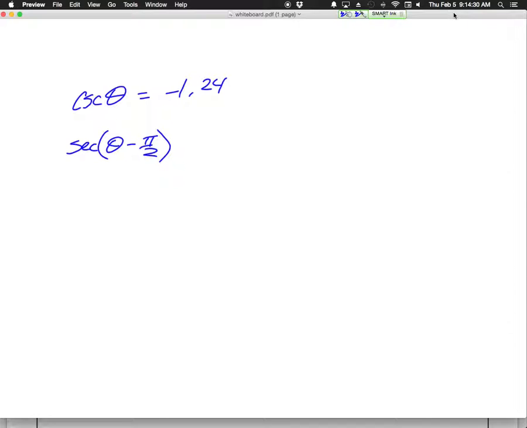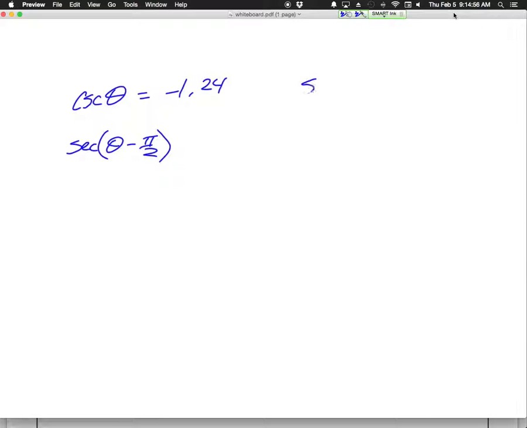So this time they're giving me cosecant of theta is equal to negative 1.24, and they want me to find secant of theta minus pi over 2. What is a little bit off on this problem? Pi over 2 and the theta are switched. So if cosecant equals negative 1.24, what do I know also equals negative 1.24?